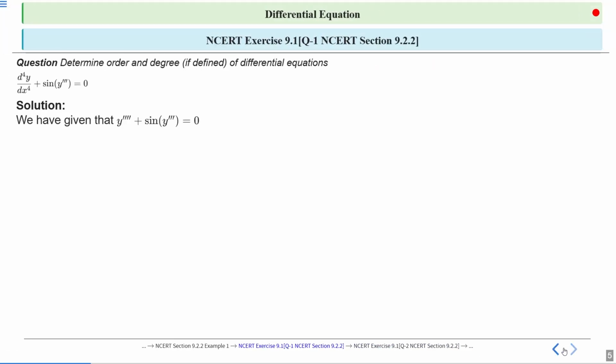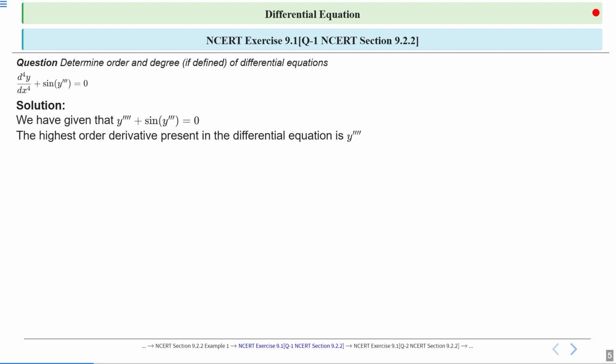So we have given y 4 dash plus sin y triple dash is equal to 0. That is the given differential equation. And to find the order, we just have to see the highest order derivative present in the differential equation, and that is d4y by dx4. So order is 4. So we can easily calculate the order of a differential equation.